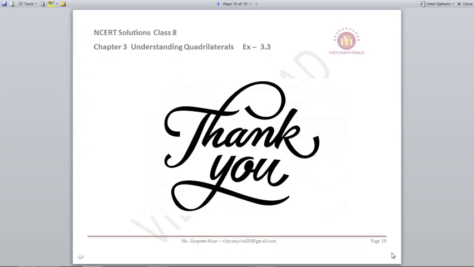With this we finish exercise 3.3. I hope you must have understood all the criteria of the parallelogram, but I would again say that please watch the properties of parallelogram. I will post the video link here. Understand that, and then you will find this exercise very easy, and it will also be helpful in your later classes. So please be sure to do it right now.